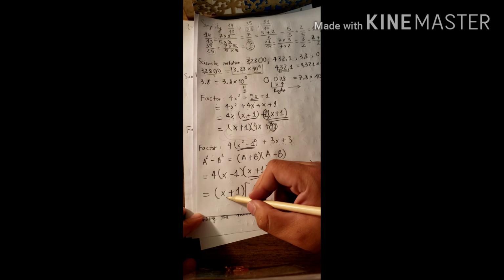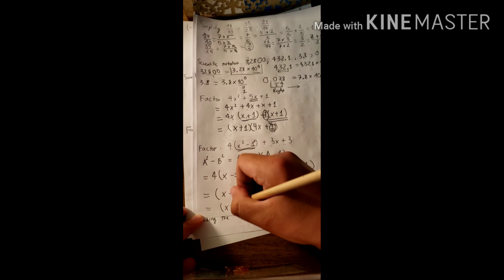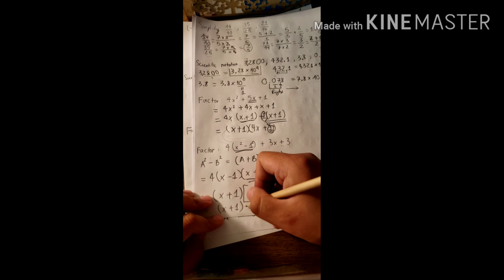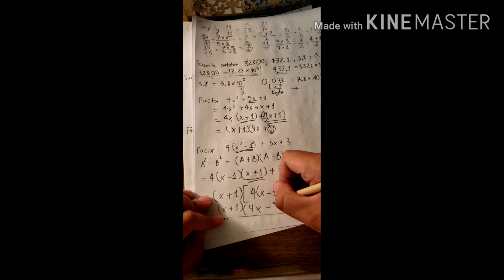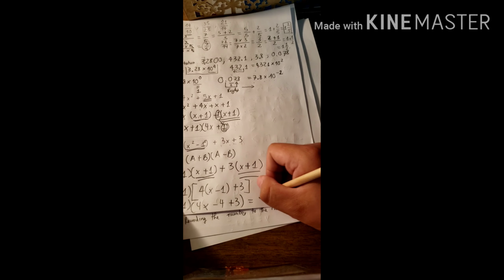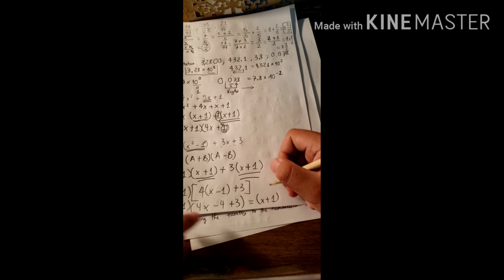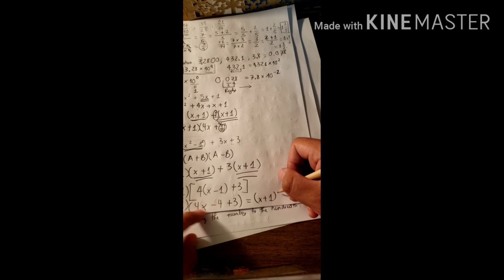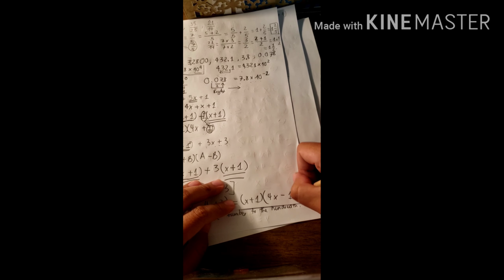So that we have s plus 1, and we can simplify inside the bracket in here, so that we have 4s minus 4 plus 3. So we can put it like this, because minus 4 plus 3 over there, you can get minus 1. Let's see the final in here.